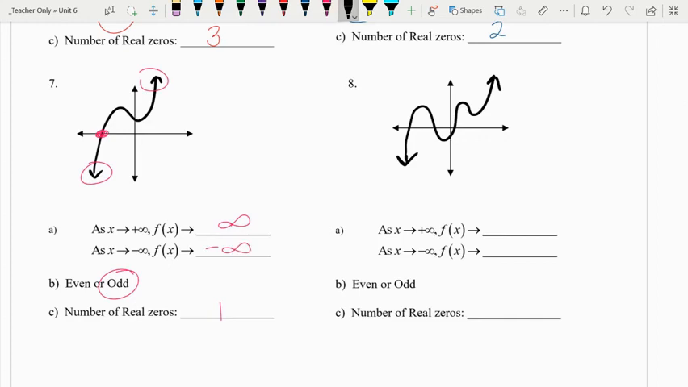And then we have our last one. Okay, again, I'm going to start with even or odd. This is an odd function because one's pointing up and one's pointing down. The number of zeros, it crosses the x-axis 3 times, right? 1, 2, and then 3. And as we go to the right, this is going up, so that's positive infinity. As we go to the left, we're pointing down, which is negative infinity.